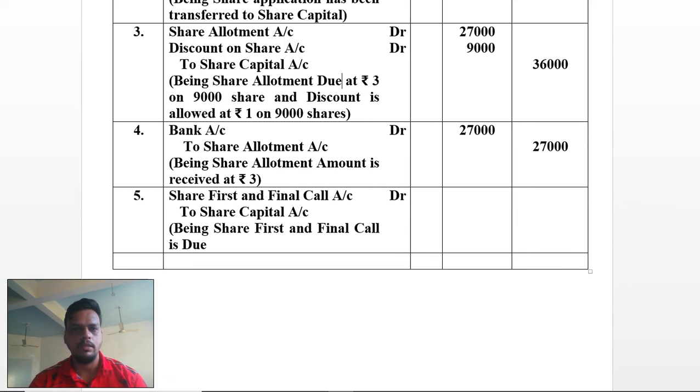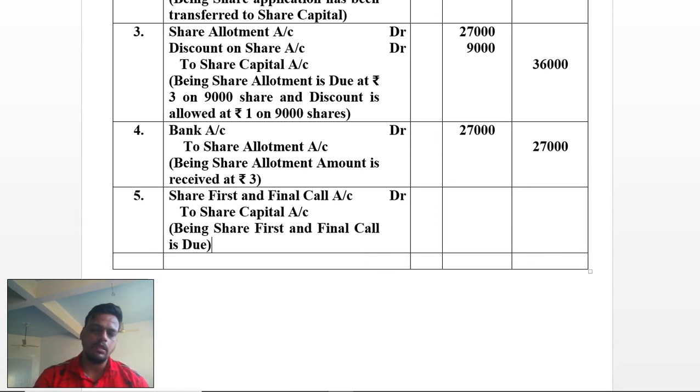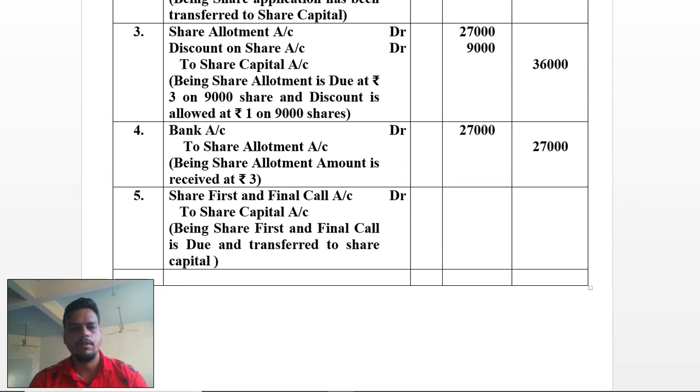Share allotment is due at rupees 3 on 9,000 shares and discount of allotment. So here a little bit of change is there. So we are going with the same thing again: first and final call share is due and transferred to share capital account. Here what will be the amount? Amount will be 2. 2 multiplied by 9 is equal to 18,000 rupees. So the amount here is 18,000 rupees.